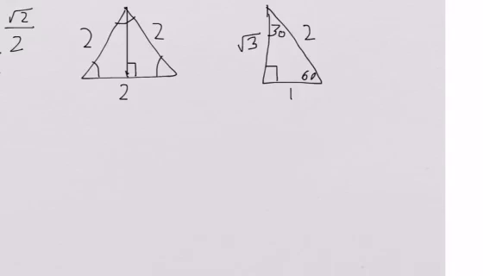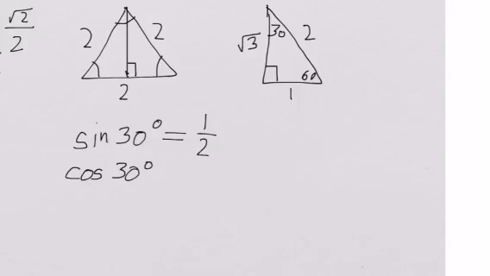So now we'll go ahead and look at the 30-degree angle. We can see that the sine of 30 degrees, that's the opposite, 1, over the hypotenuse 2, so it's just 1/2. Likewise, the cosine of 30 degrees is the adjacent over the hypotenuse, so that'll be the square root of 3 over 2.